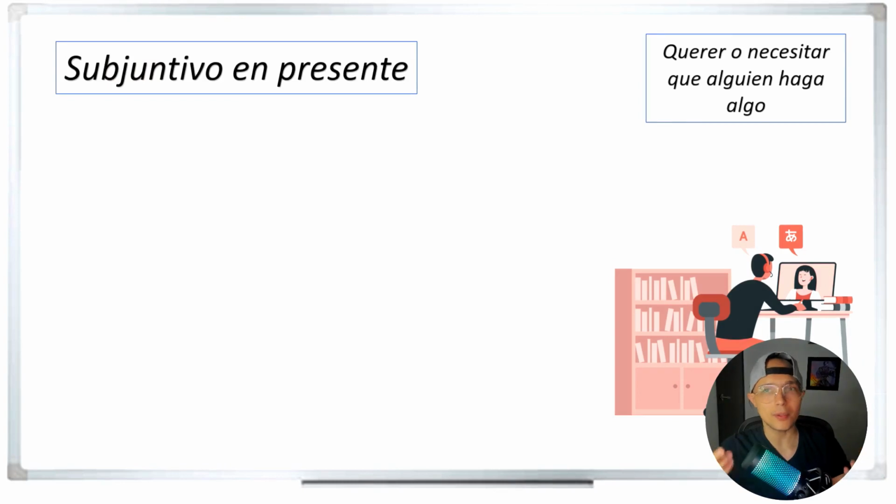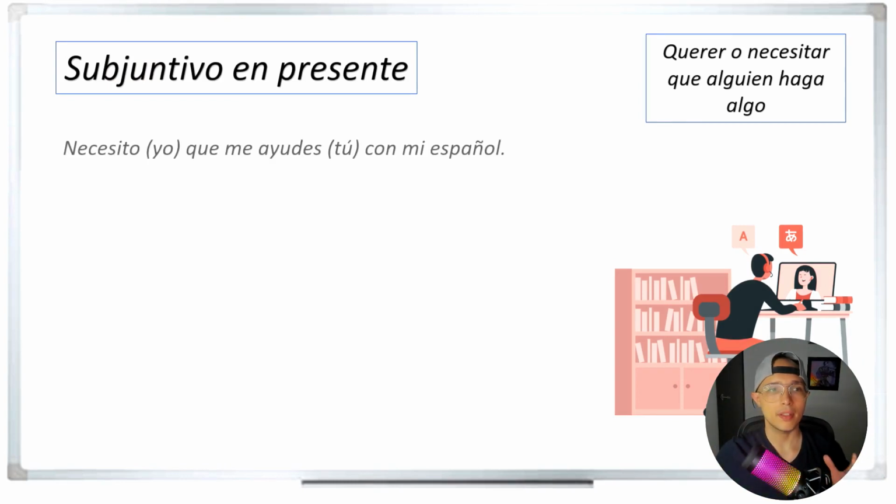Now let's take a look at some examples. Let's take a look at the first example. Necesito que me ayudes con mi español. That is something you would say to me. Eduardo, necesito que me ayudes con mi español. So let's analyze this sentence.